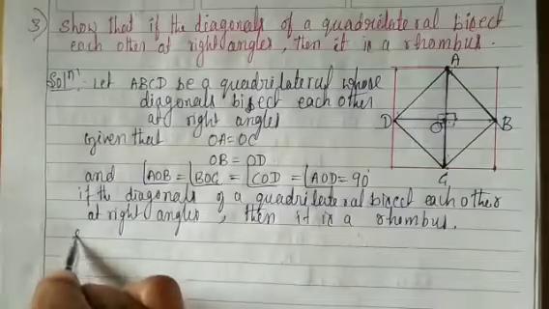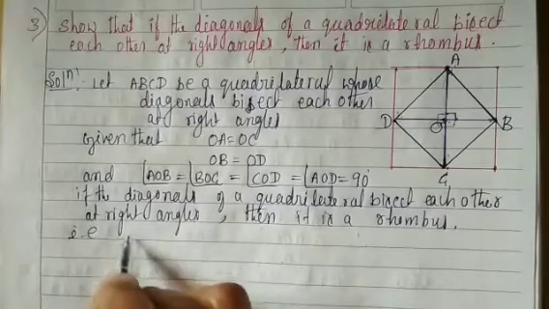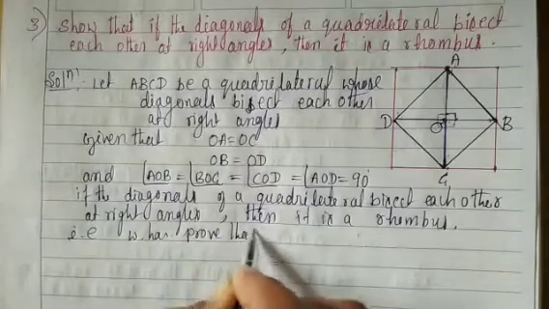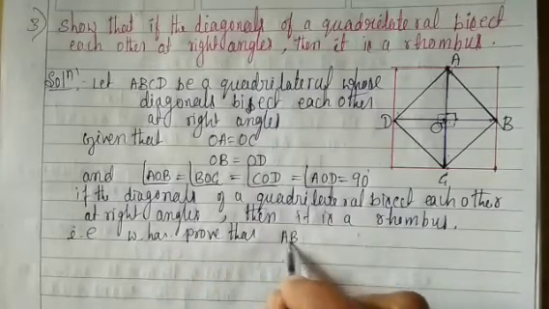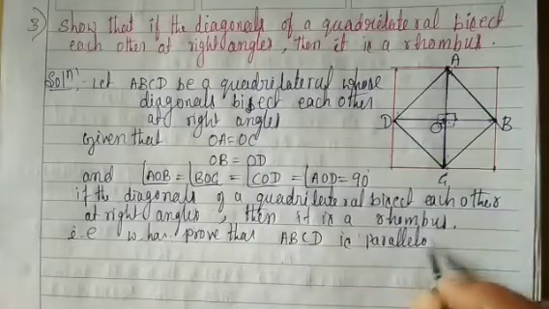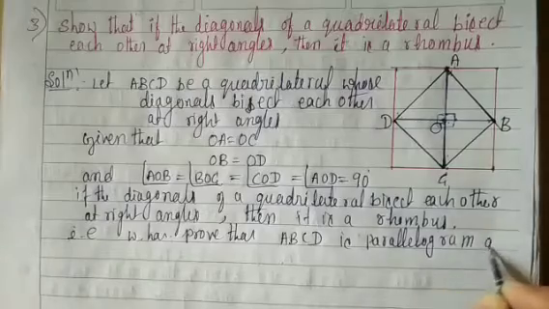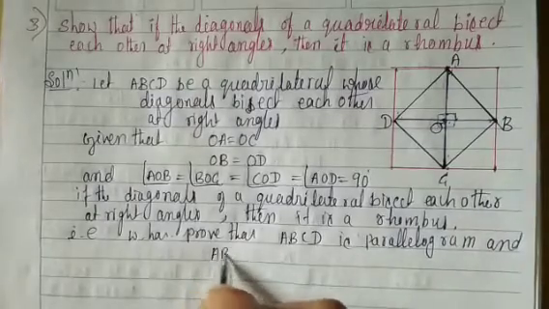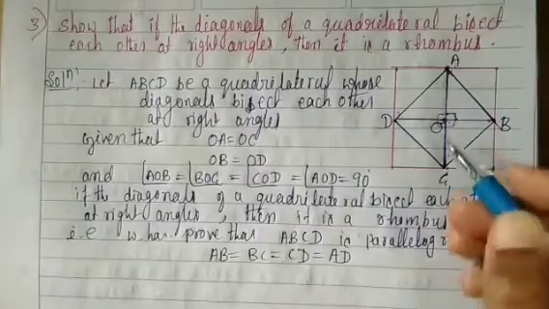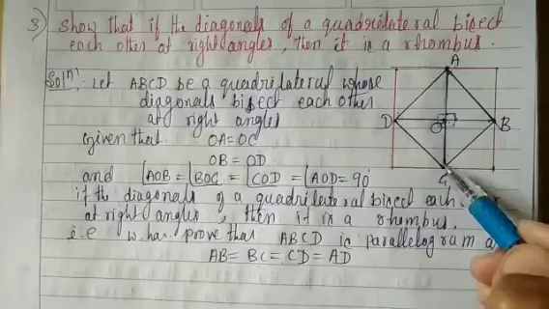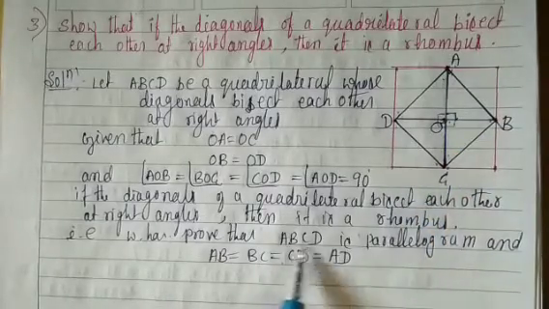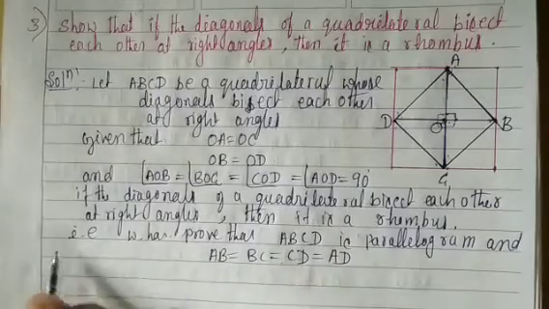That is, we have to prove that ABCD is a parallelogram and AB is equal to BC is equal to CD is equal to AD. All the sides AB, BC, CD, AD. We can prove that ABCD is a parallelogram and all the four sides are equal. Proof.